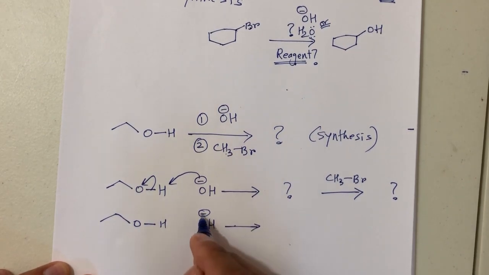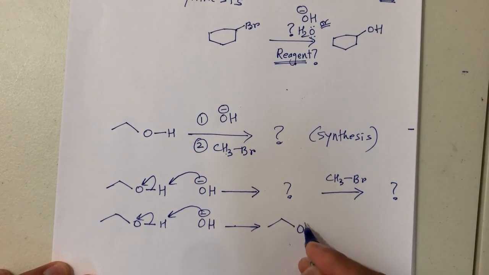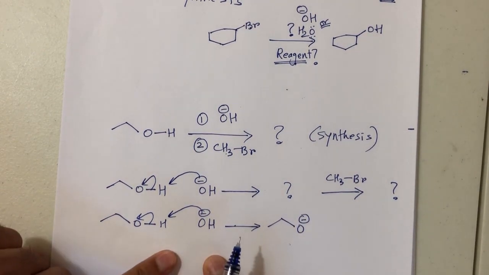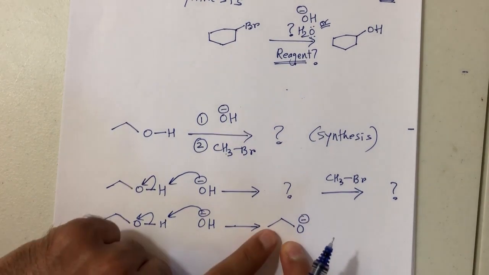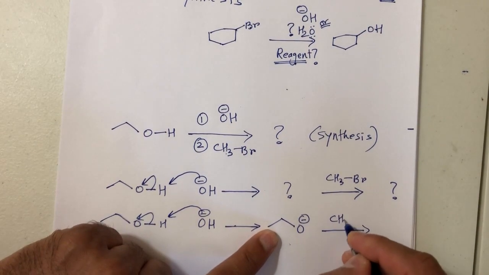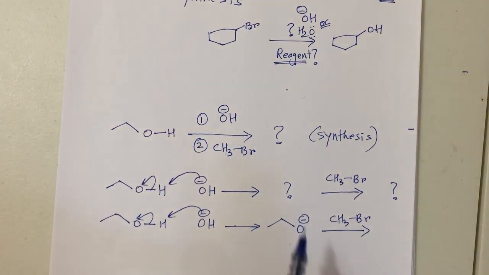So that will get you your product, that will be O minus. Again, we are not writing the byproducts here. We are only writing the product that has the carbon in it. Right? And that will react in step two with CH3Br. So product of one will react with two, right?